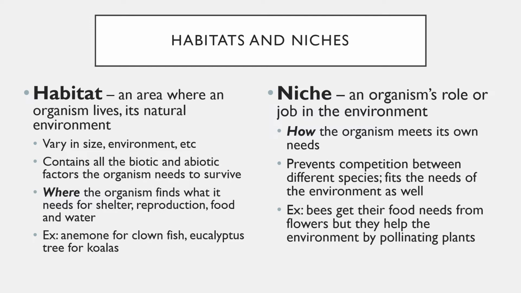So something like an anemone for a clownfish, that's its habitat in the ocean. Or a koala, its habitat is in a eucalyptus tree. They don't really come down from the trees very often. And that's where it finds its food. It's where it finds its shelter. It mates in there. It raises its young, things like that.